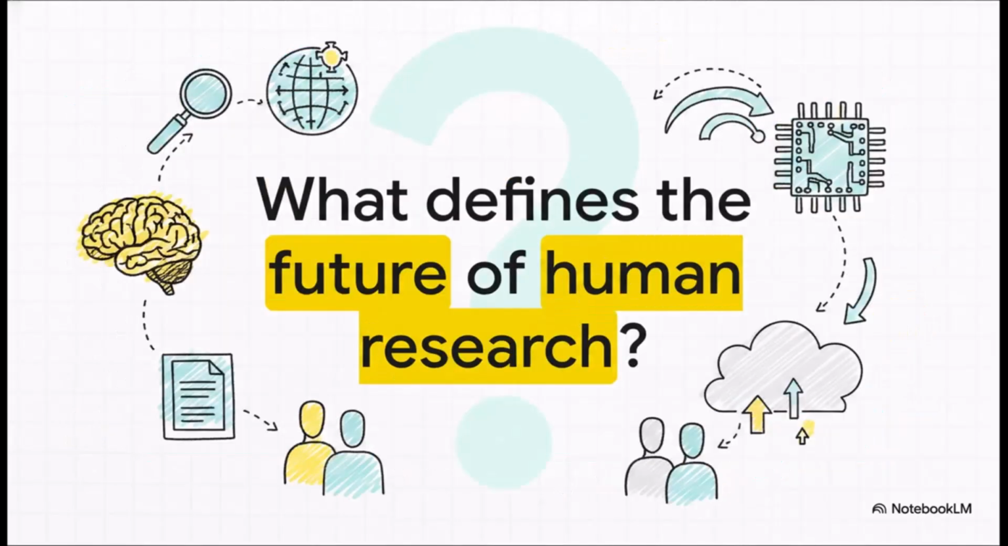Which leaves us with a truly fascinating thought to end our explainer on today. If autonomous AI can now iteratively search, reflect, triangulate sources, and synthesize these incredibly complex reports, what exactly defines the future of human research? Where do we fit in?